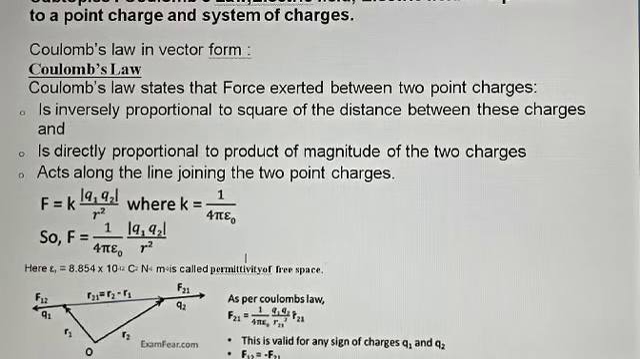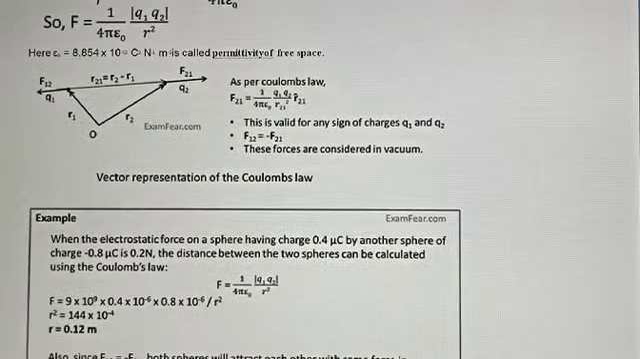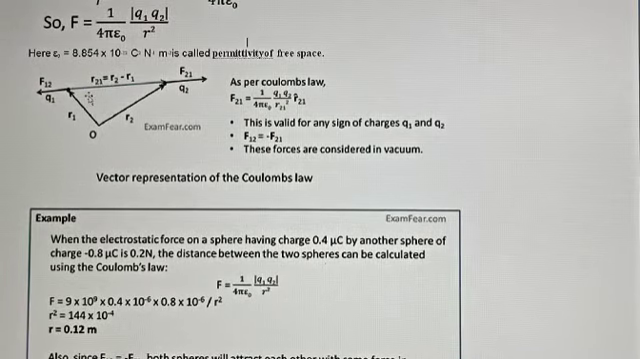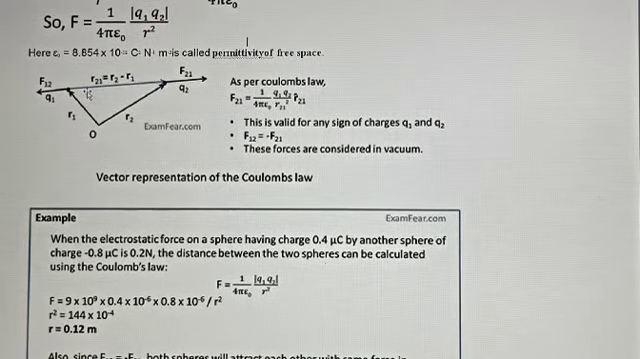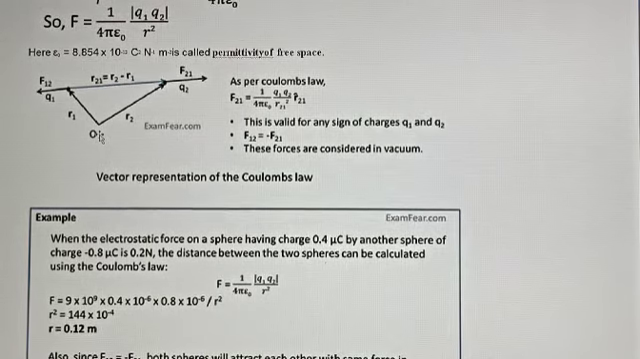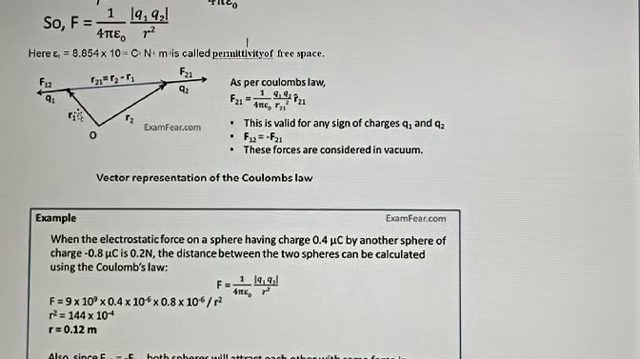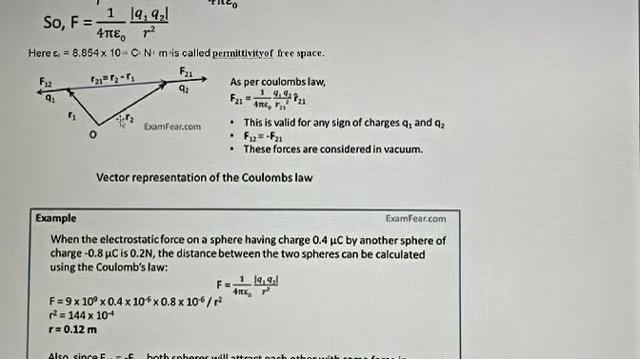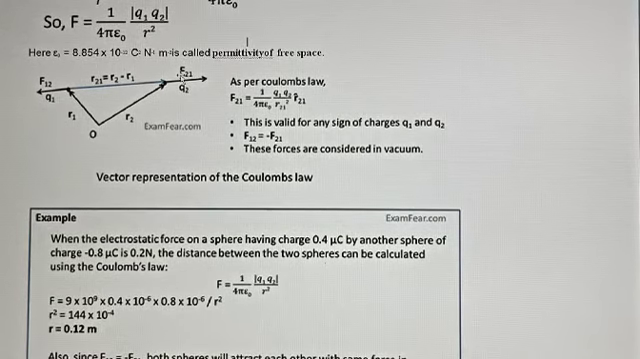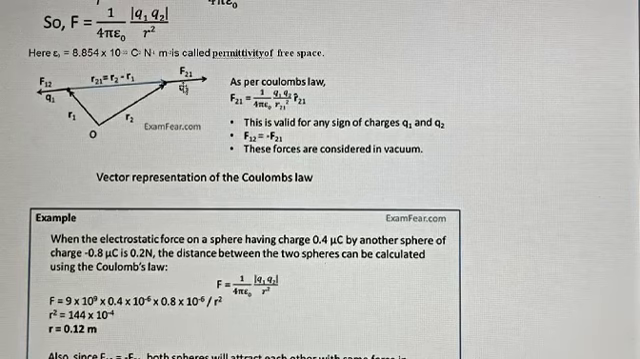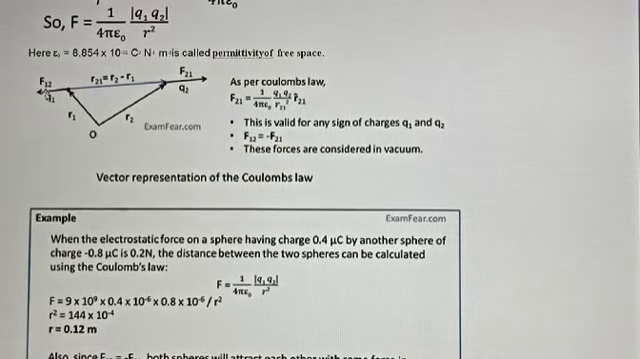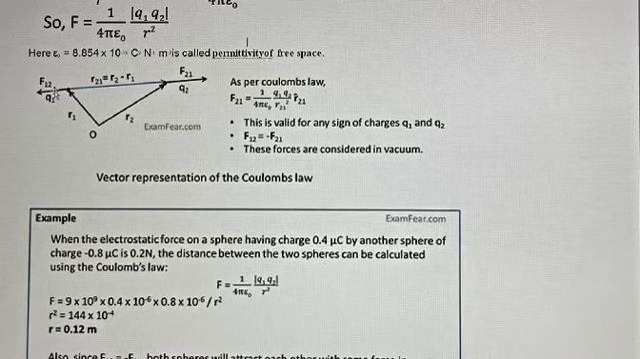Next is to write the vector form of Coulomb's law. For that you have to see this diagram. See, these two charges Q1 and Q2 are separated by a distance. O is the origin or reference point. R1 is the position vector of Q1 with respect to O. R2 is the position vector of Q2 with respect to O. F21 is the notation for force experienced by Q2 due to Q1. F12 is the force experienced by Q1 due to Q2.